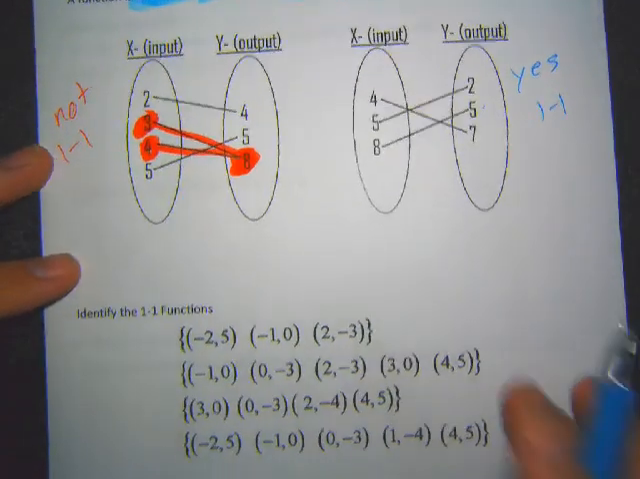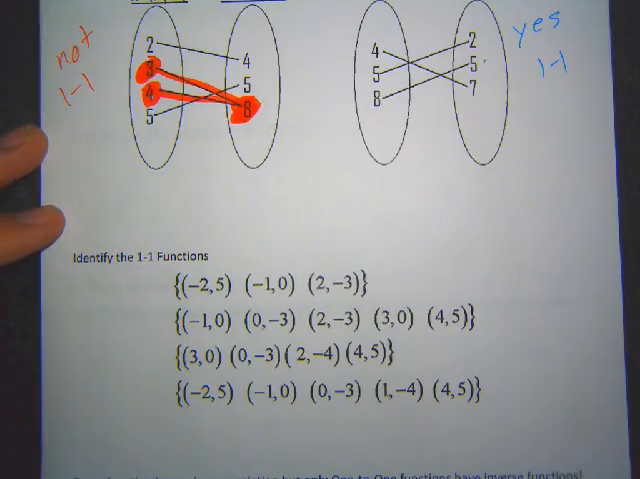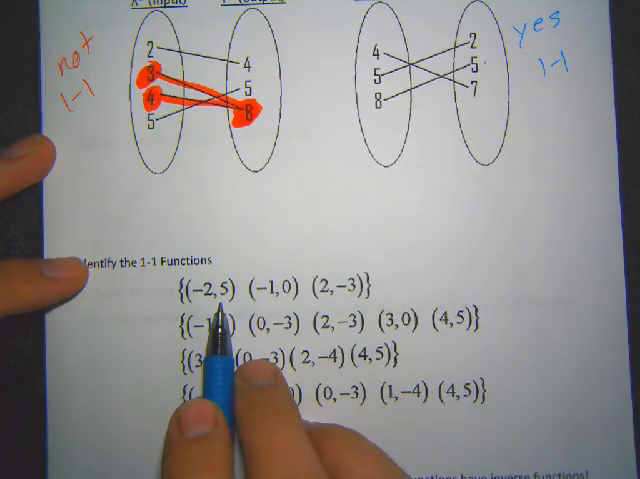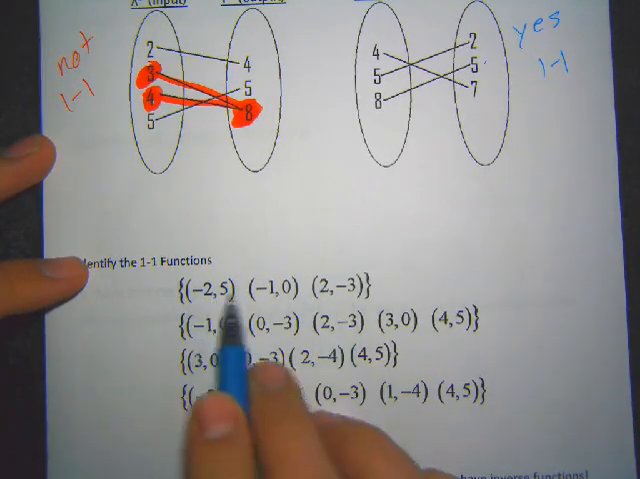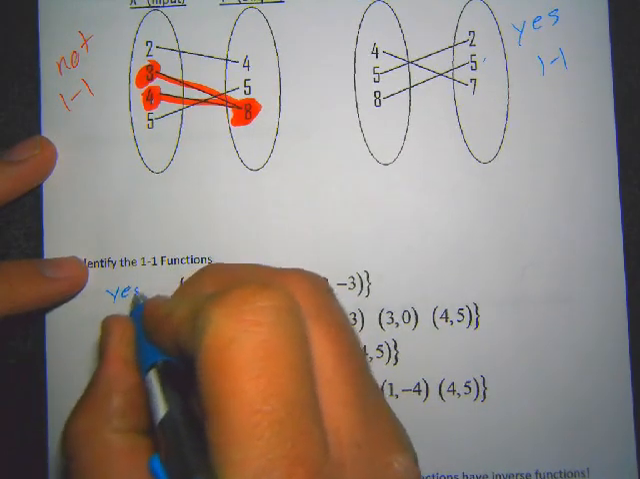We talked about before how you can list functions by listing ordered pairs. So let's go through these and see if we can figure out which ones are one-to-one and which ones are not. In this first one, 5, 0, and -3 are all different outputs for these different inputs. So yes, this one is one-to-one.